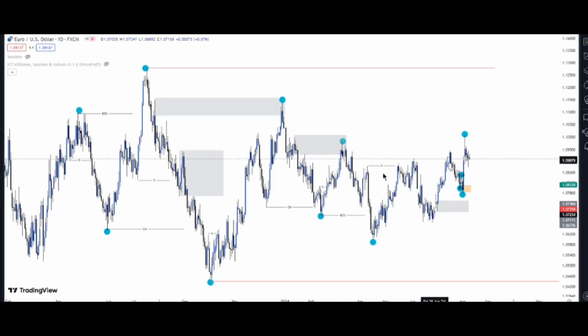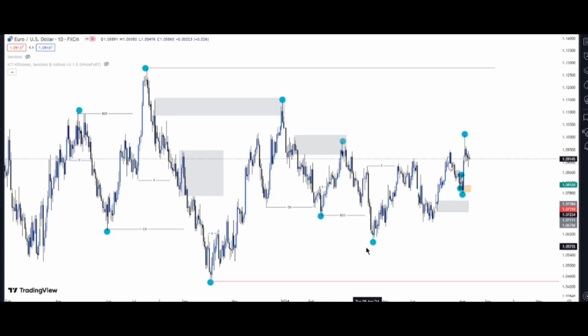And then price rotated back up after taking out inducement to take out this internal structure high here, but didn't close above it. So that's not a break of structure. This is a liquidity sweep. And then we are waiting for price to close above this high. So we now know that this is an internal structure change of character if price closes above this high. I hope you understand what I'm trying to say. Once price closes above this high, that means that we are going to go bullish to take out this very internal structure high here. Once it's taken out, then our next target is this major high here.